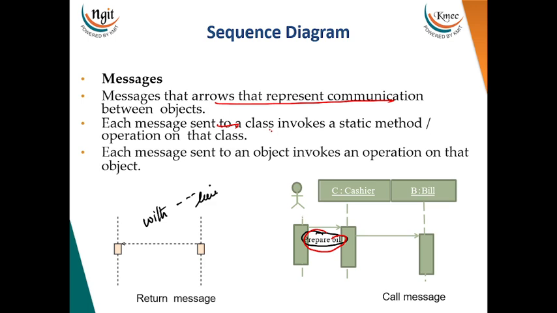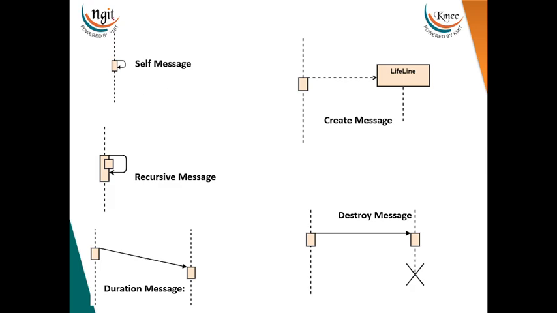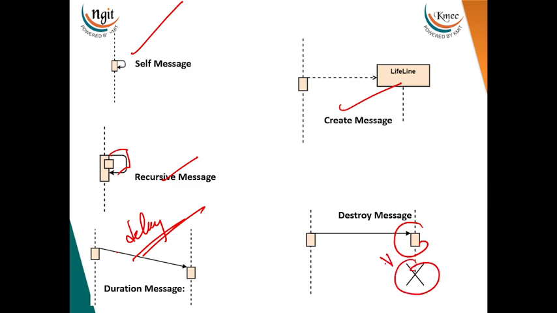Each message is sent via a closed, static arrow. It is static; it will not change throughout the period. This is a call message, correct? And a return message is represented with a dotted line. There are some other references. There is the self message, create message, and recursive message, which comes up like this. If the duration of a message is delayed, we represent it by this. And this is what we represent as a destroy message.